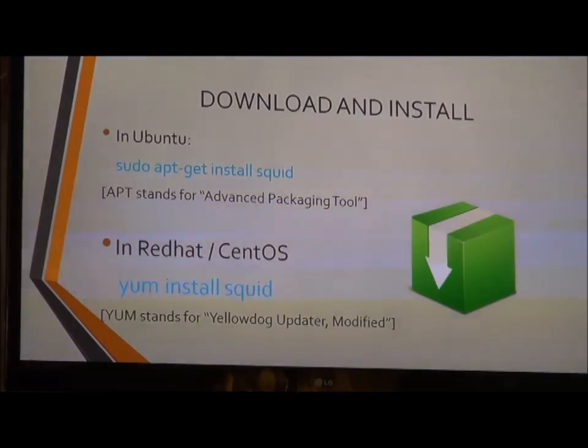Now we turn to download and installation. The operating system is connected to a server, and the needed package is downloaded. There are two supported operating systems for SQUID cache. We found that Ubuntu server provides SQUID cache, and other operating systems like CentOS do as well. In Ubuntu, we write the command sudo apt-get install squid, and in other operating systems like CentOS, we write the command yum install squid.